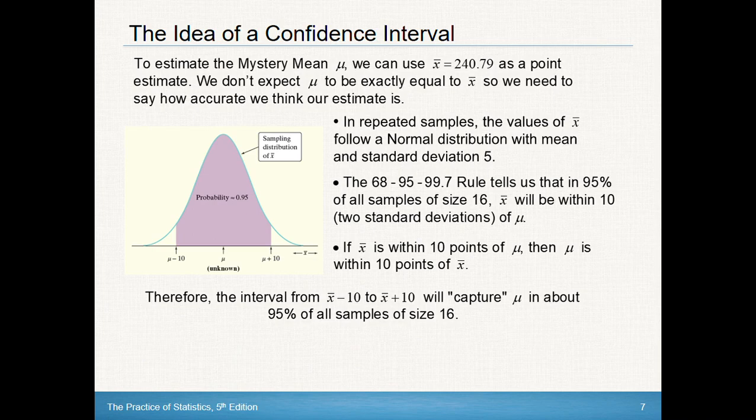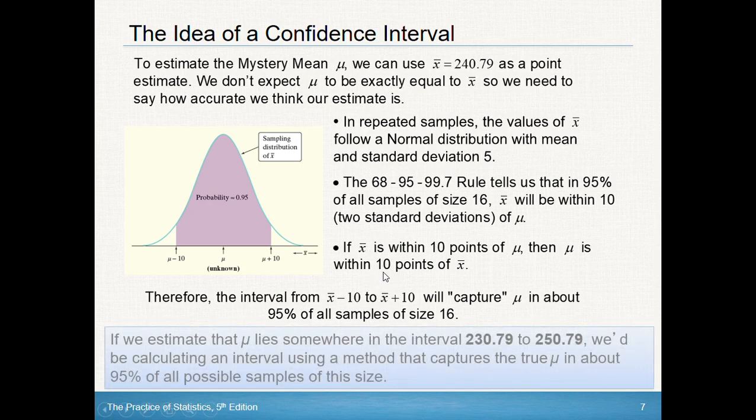So if we use x bar, the point estimate 240.79, then 10 units in either direction from that value should capture the mystery mean in about 95% of all samples of size 16. And we get this 95% from the rule, because 10 is 2 standard deviations from the mean in either direction.